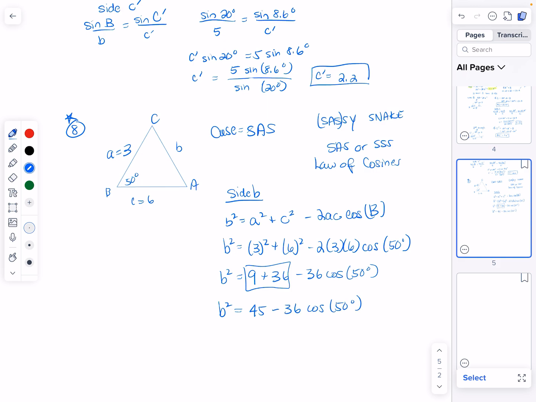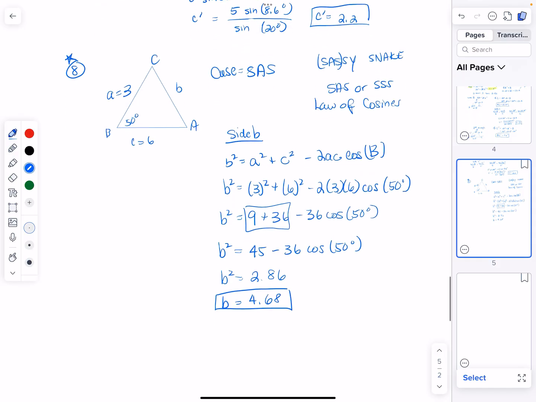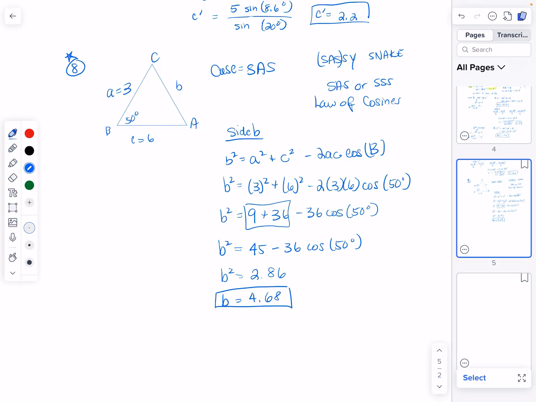I'm getting there. In my calculator, I have to be careful. I'm going to do 45 minus, and then use parentheses and put 36 times cosine of 50 degrees. When I do that, I get B squared equals 21.86, and I'm going to take the square root of that. I get B equals 4.67. And it's 675, so 4.68 for side B.